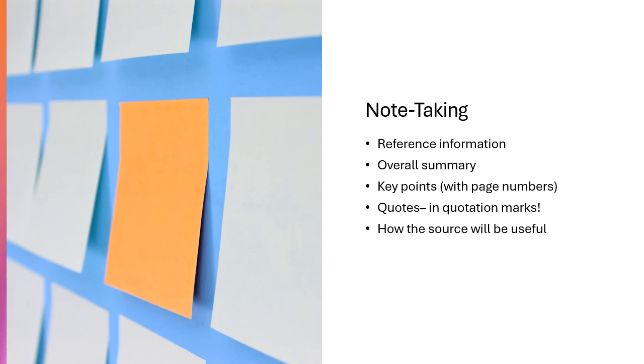Secondly, it's generally helpful for your notes to include a brief summary of the article. Depending on how relevant the article is, you may also want to include key points. If you note down any particular facts or ideas, it's a good idea to write down the page number so you can easily find them again.